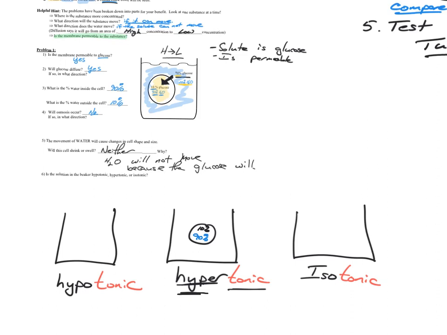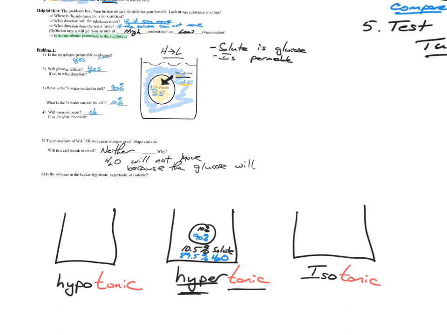Higher than what? Than the inside, which is what? 10. So it has to be higher than 10, right? In this case. So 10.5, 10.1, whatever. 50, 100, whatever it is. Higher than 10. Right? And if it's 10.5% solute, what is the water? Oh, wait, 89.5. That's right, 89.5% water. Does that make sense?